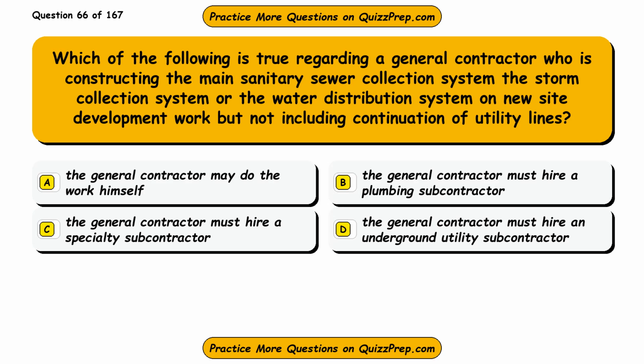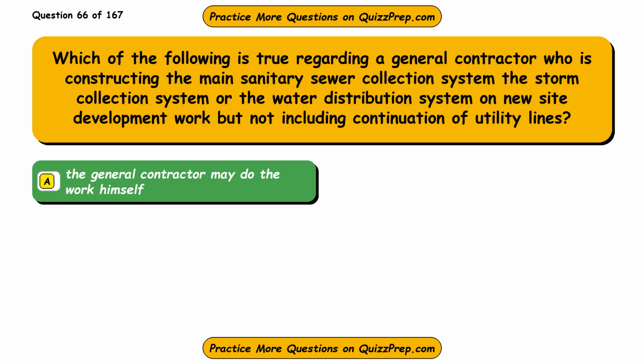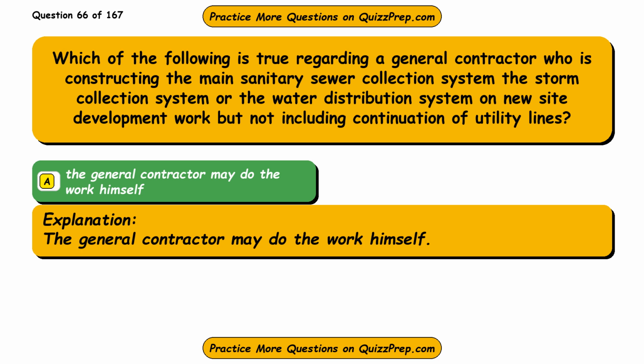Question 66. Which of the following is true regarding a general contractor who is constructing the main sanitary sewer collection system, the storm collection system, or the water distribution system on new site development work but not including continuation of utility lines? Option A, the general contractor may do the work himself. Option B, the general contractor must hire a plumbing subcontractor. Option C, the general contractor must hire a specialty subcontractor. Option D, the general contractor must hire an underground utility subcontractor. The correct answer is option A, the general contractor may do the work himself.